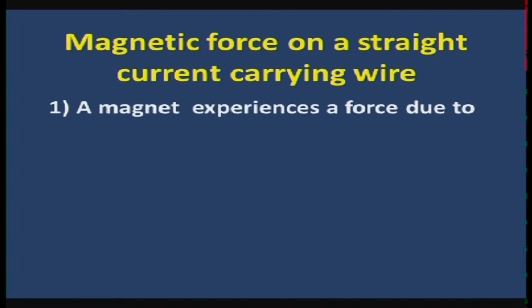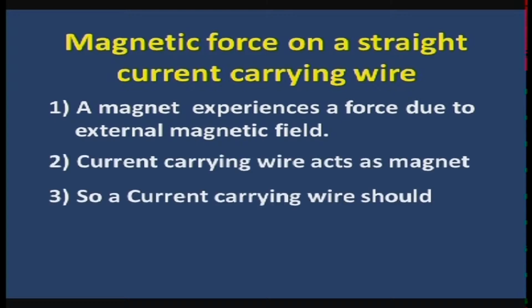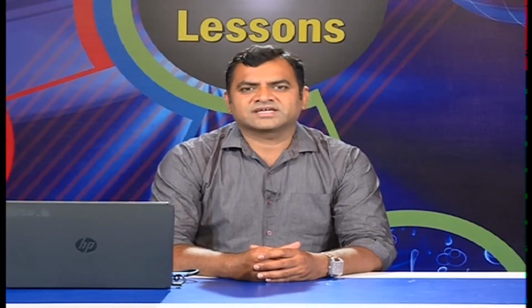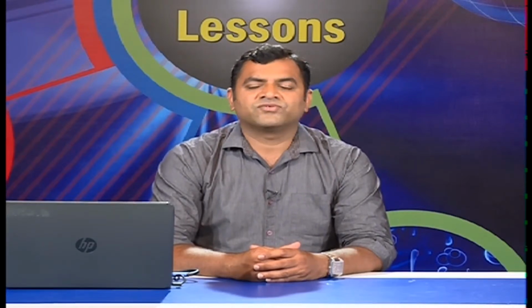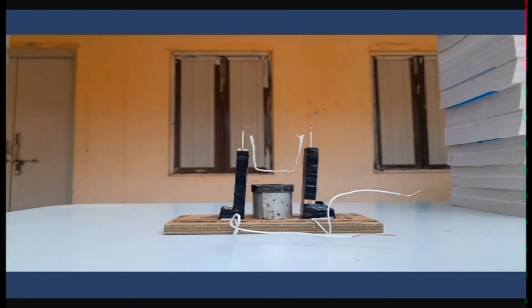A magnet experiences a force due to external magnetic field. As a current carrying wire acts as a magnet, the current carrying wire should experience a force in a magnetic field. Children, let us do an activity to observe the force acting on a current carrying wire in external magnetic field. For this activity we need a cell, a wire and a magnet.